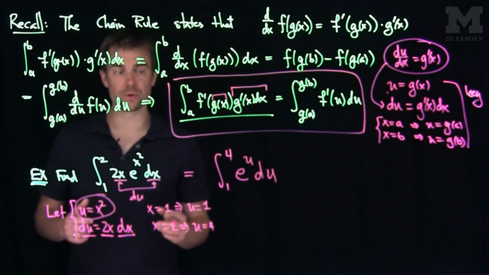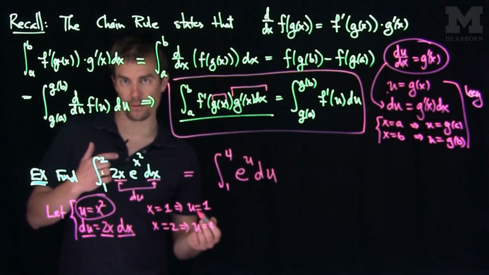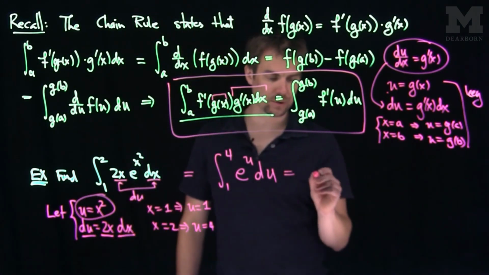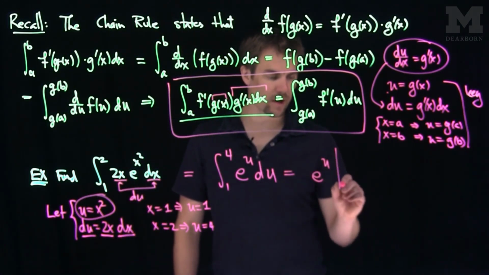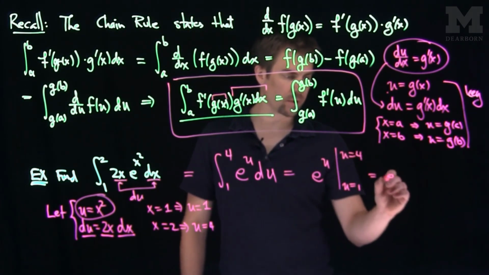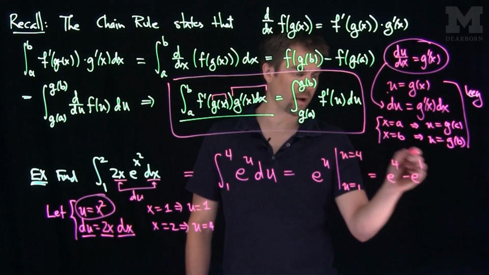And with my u-substitution key, I've changed my integral into an integral of a standard form. Now I know the antiderivative of e to the u is just going to be e to the u, evaluated from u equals 1 to u equals 4. So this will be equal to e to the 4th minus e to the 1, and that is your answer.